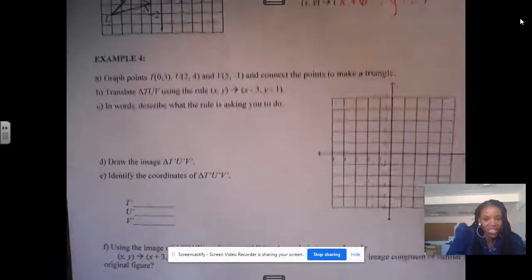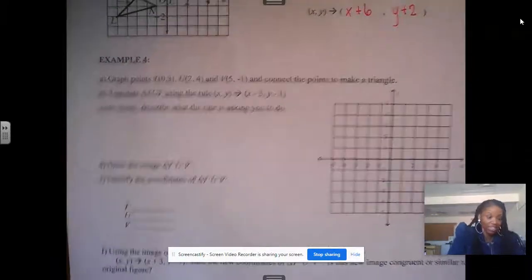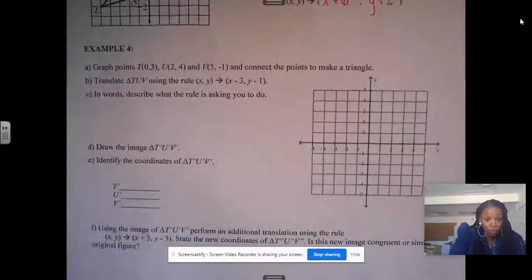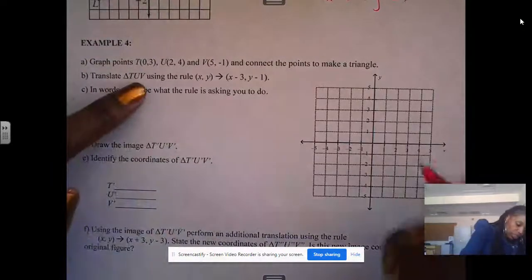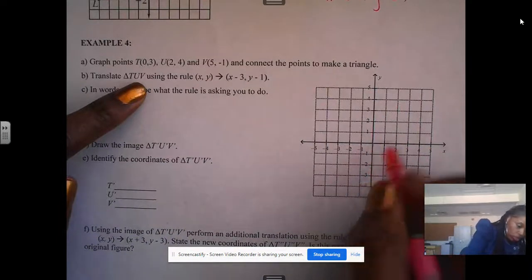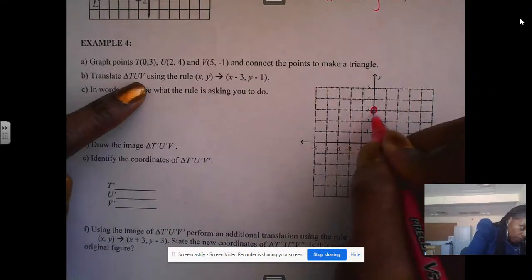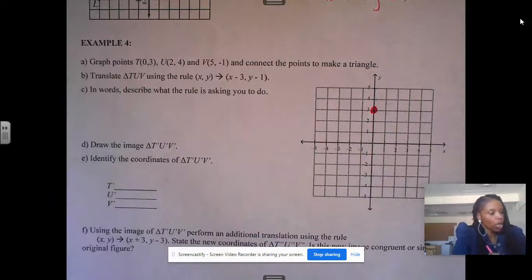And then for this last problem, the first thing we're going to do is graph our pre-image, our original. So I said graph these points. So you have 0, 3. Remember, you always start at your origin. You're going up to 3. And that's going to be your letter O.